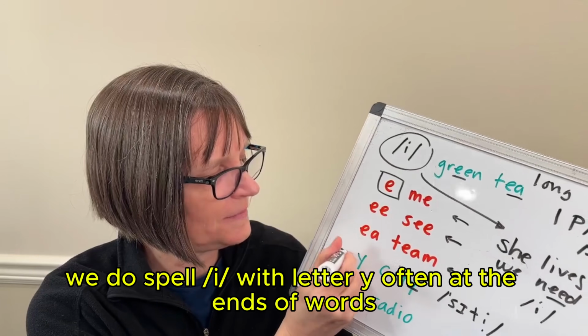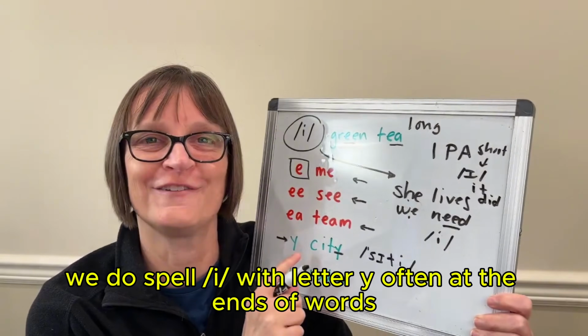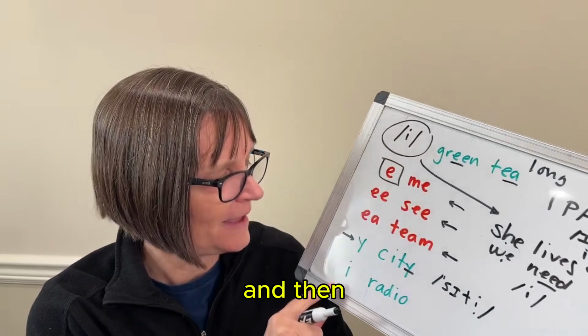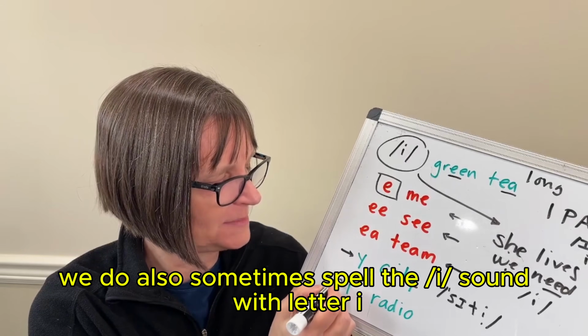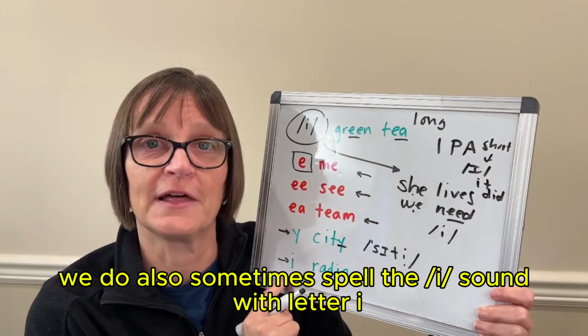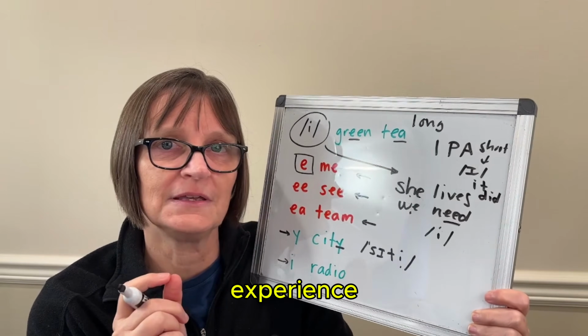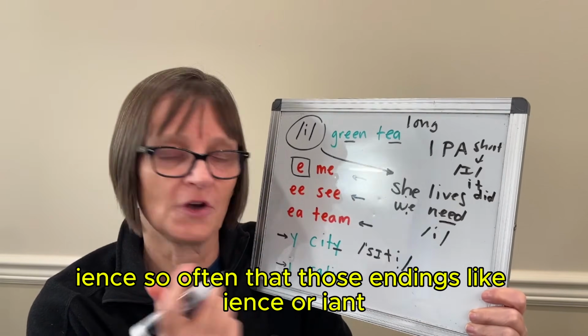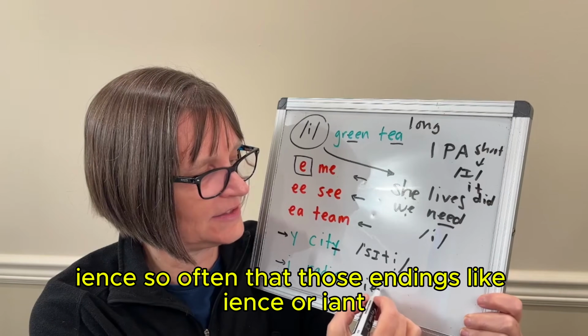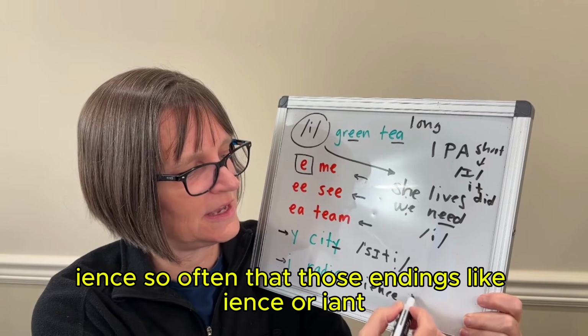We do spell E with letter Y often at the ends of words. And then we do also sometimes spell the E sound with letter I in words like radio, experience, eents. So often those endings like eents or eent.